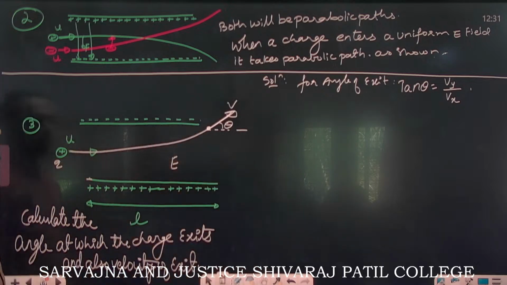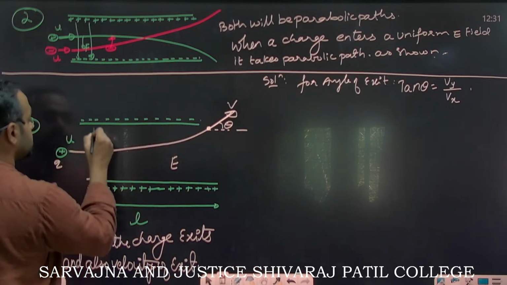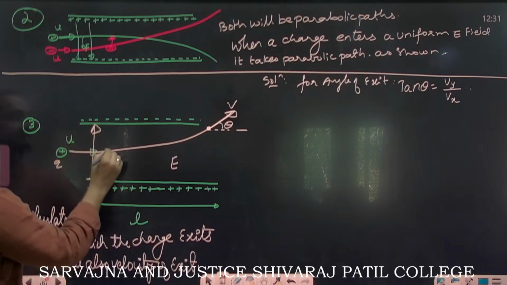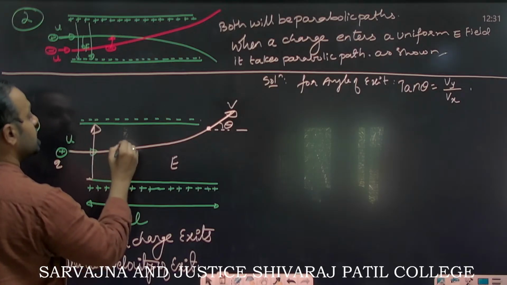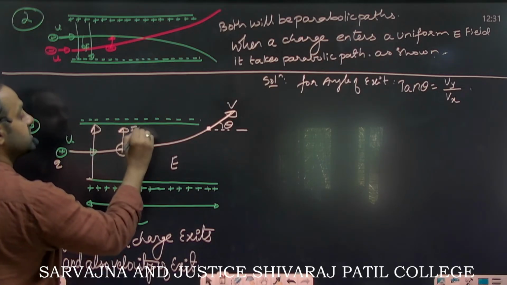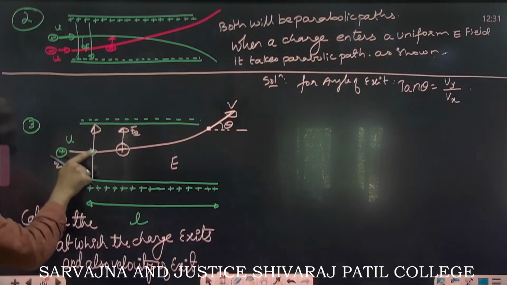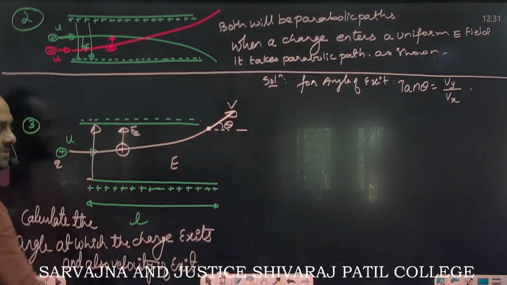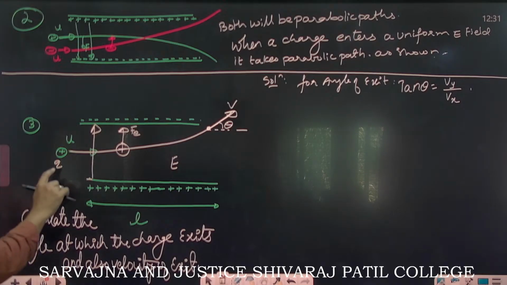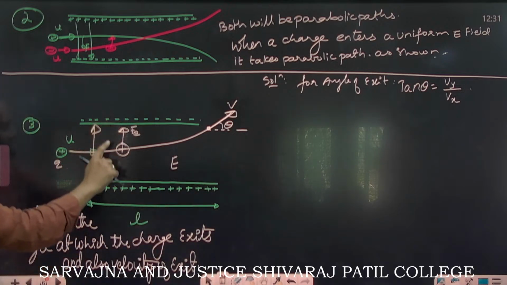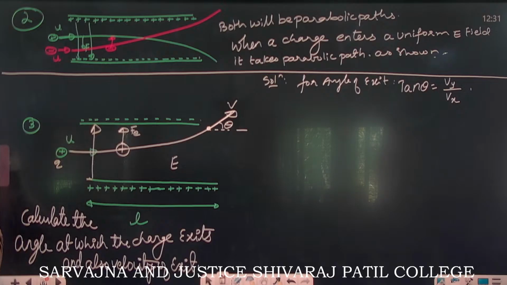Now, the electric field is in the vertical direction. So each charged particle, when it is inside, is only experiencing a vertical force. In the horizontal direction, there is no force. So the horizontal component of velocity will remain the same, yes or no? In the horizontal direction, there is no external force. There is an external force only in the vertical direction.